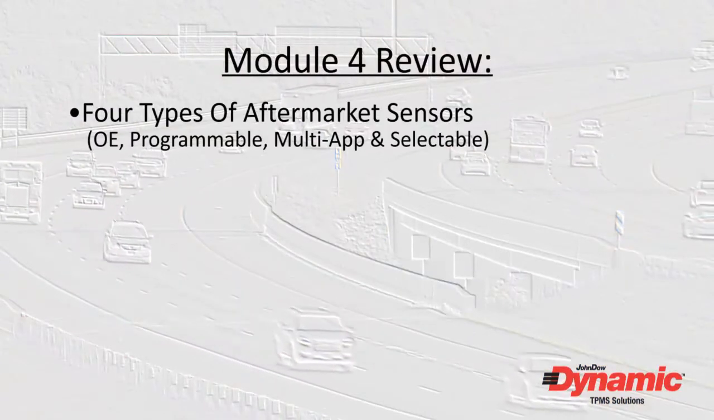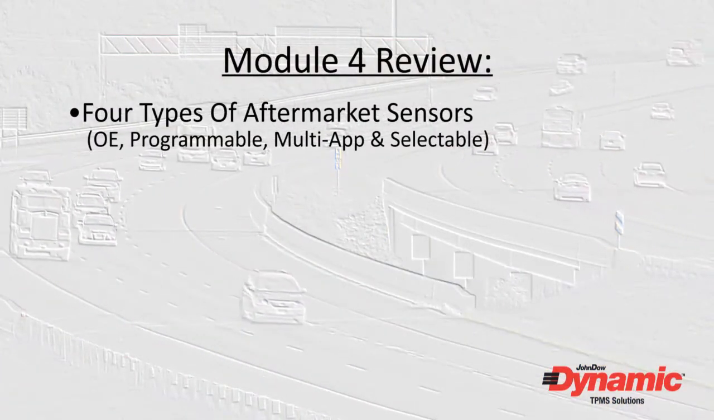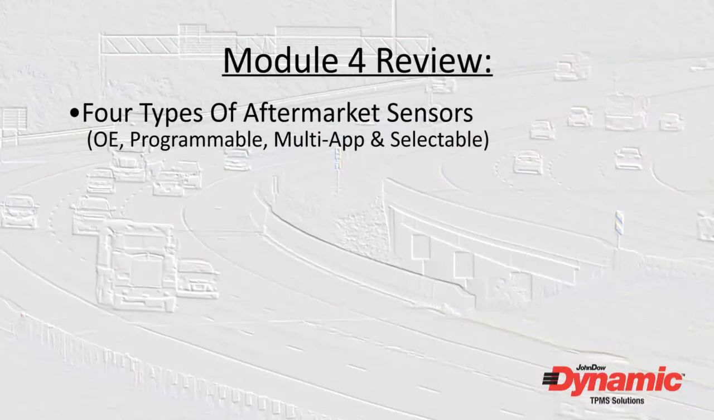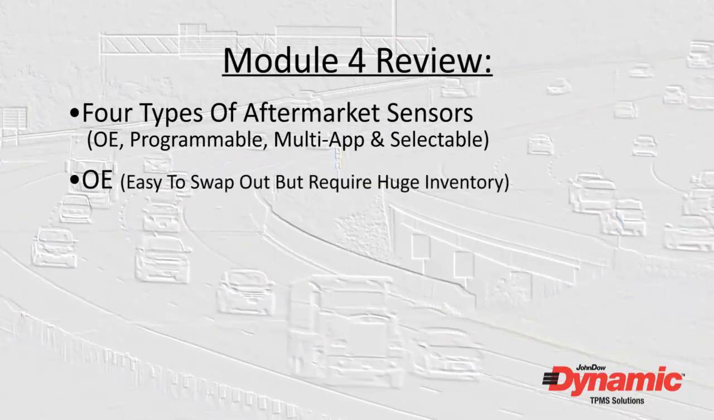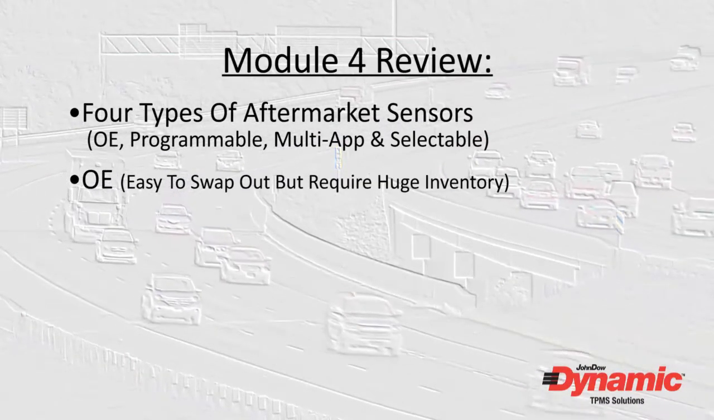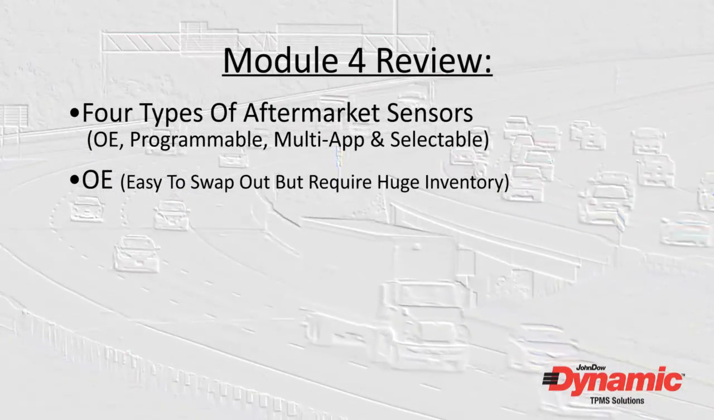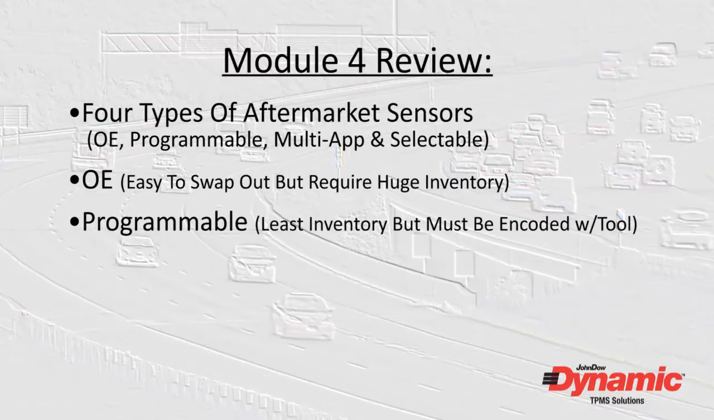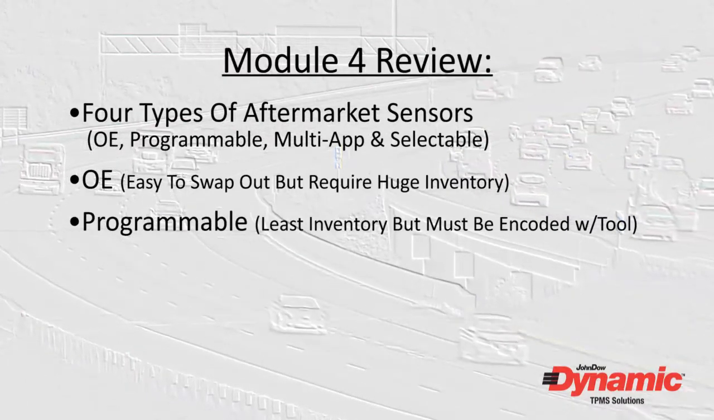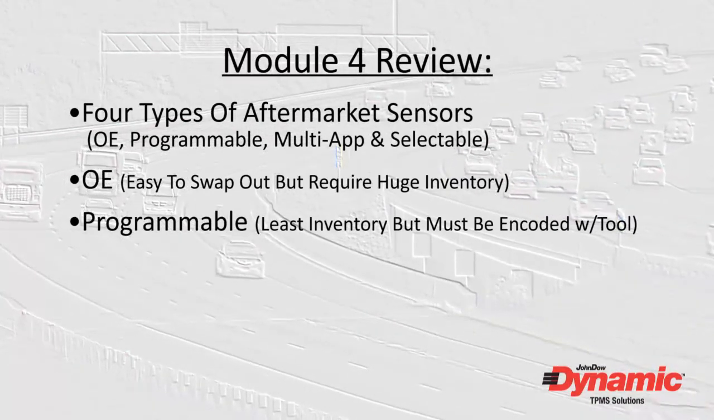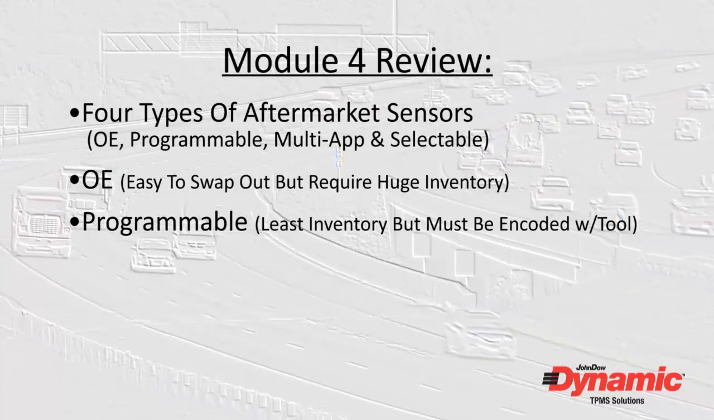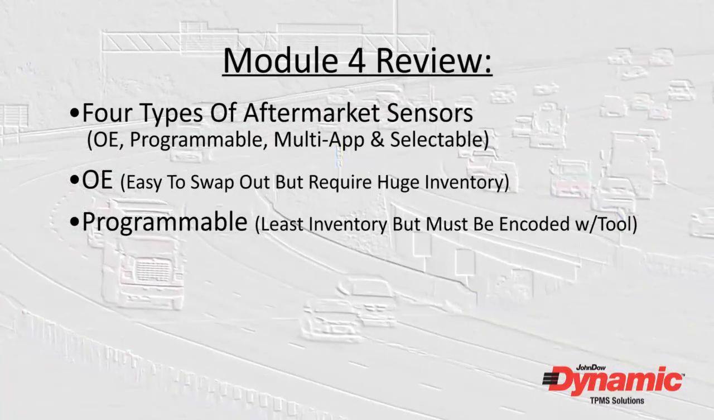To review, there are 4 types of sensors when categorized by programmability in the aftermarket. The OE-style direct fit type is convenient to swap out, but requires a huge inventory for complete market coverage. The programmable type requires the least inventory, but because it is blank, it must be encoded using a programming tool, cradle or pad, and takes the longest to program.